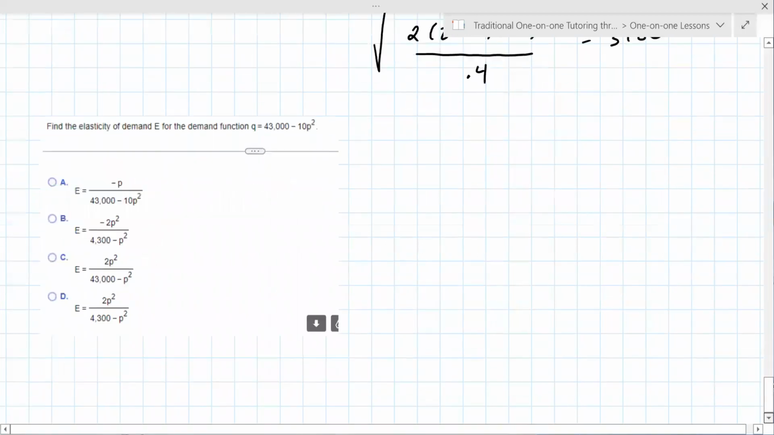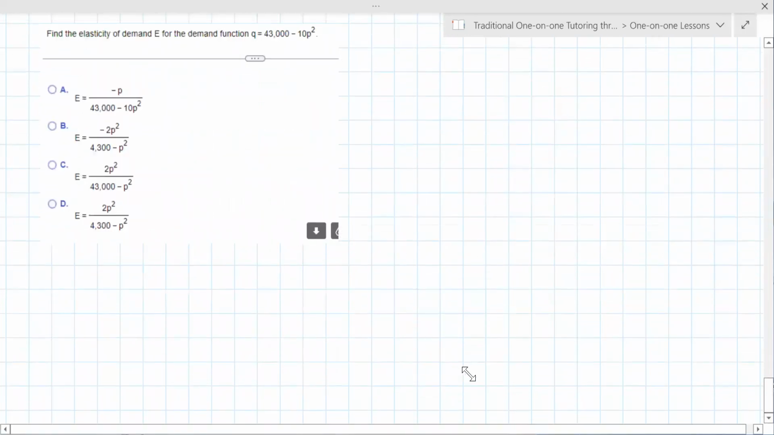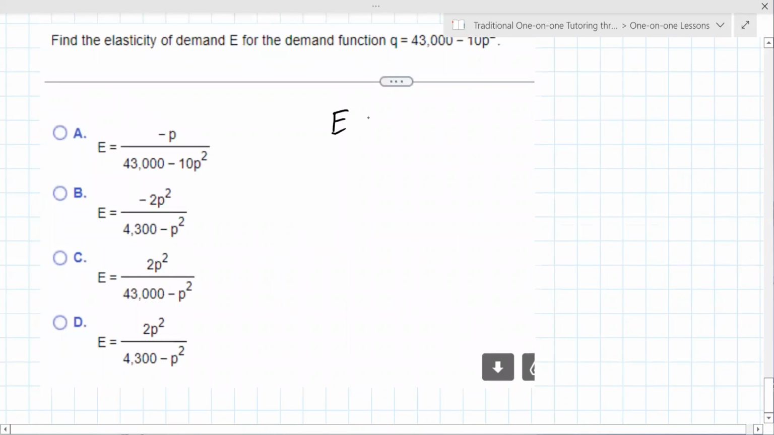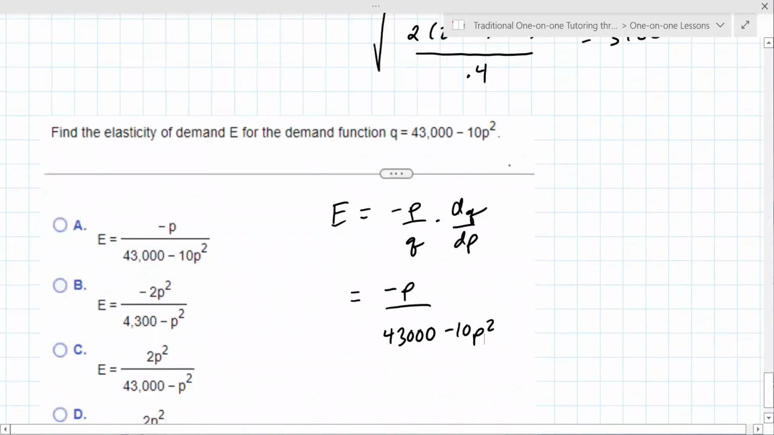Okay, so new question here. Find the elasticity of demand. So the elasticity of demand is minus P over Q times dQ/dP. So in this problem, you have part of it already. You have P is your variable, Q is 43,000 minus 10P squared. And you just need to take the derivative of this with respect to P. So it's just the power rule. The derivative of 43,000 is 0. And then the derivative of this over here, you bring the 2 down, multiply by the minus 10, so it's minus 20P. And so you're multiplying by minus 20P like that.